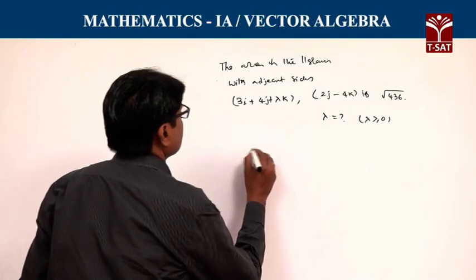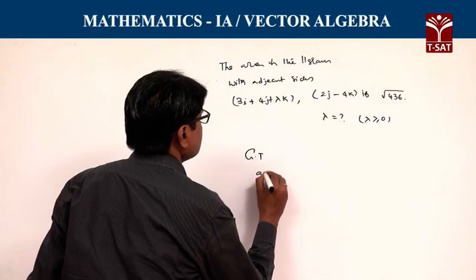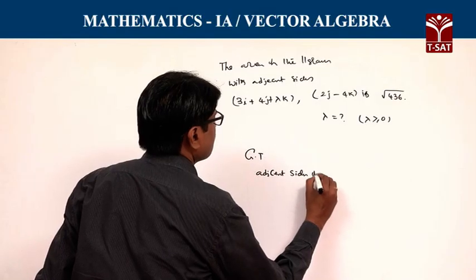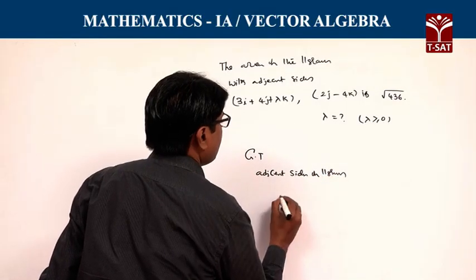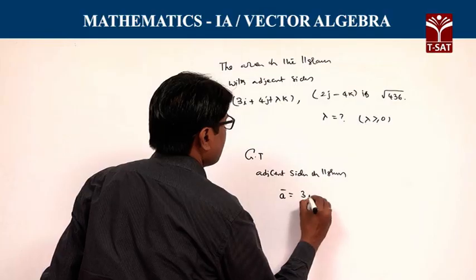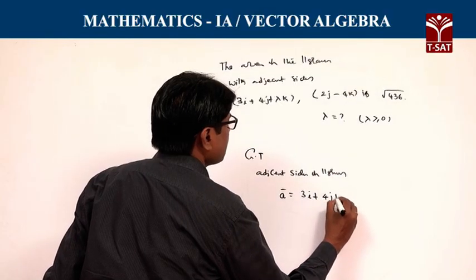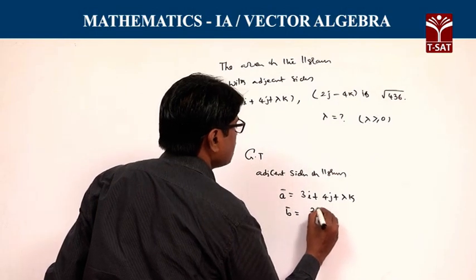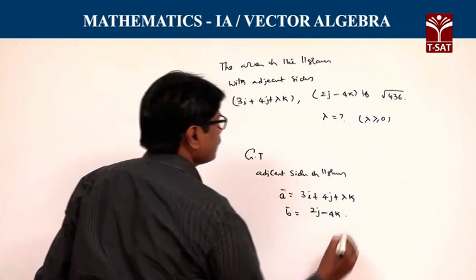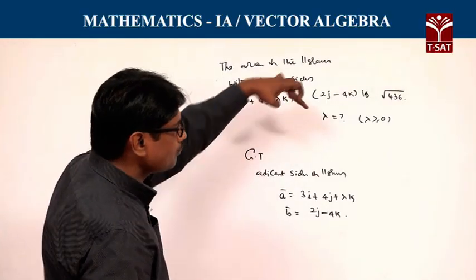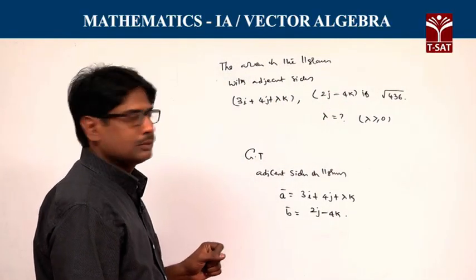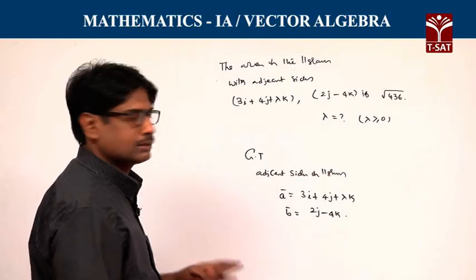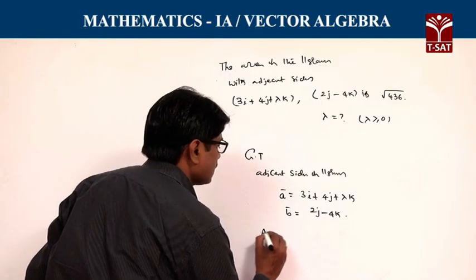So given that adjacent sides of a parallelogram a bar is equal to 3 times i bar plus 4 times j bar plus lambda times k bar, b bar is equal to 2j bar minus 4k bar. Area of the parallelogram is root 436, then find the lambda value. First you calculate the area of the parallelogram, then equate it to root 436. So just now we discussed what the area is.